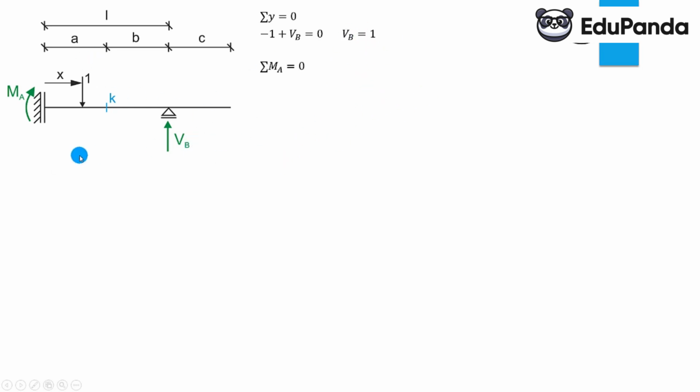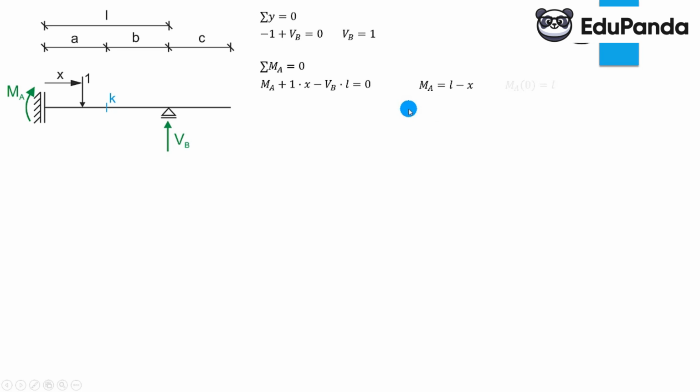From the sum of moments at point A, we calculate reaction MA. So the equation looks like this. I assume clockwise positive moments. 1 at distance x, plus 1 at distance x minus VB at distance L equals 0. From this, MA equals VB times L, which means 1 times L minus x. Minus 1 times x, so minus x. Therefore, MA equals L minus x.